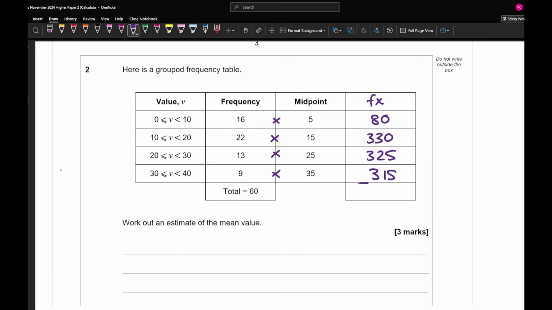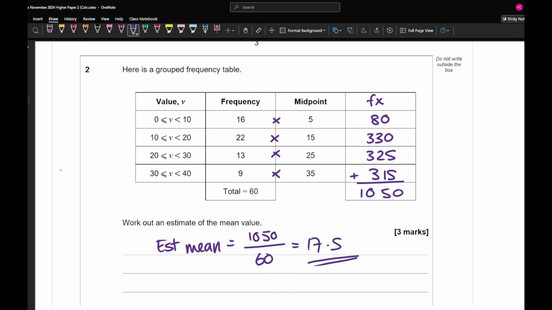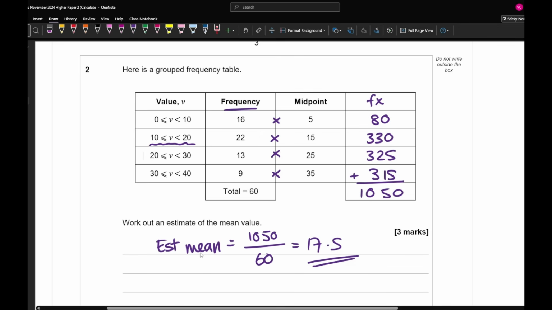Now adding all of those up gives us a total of 1050, and then to work out the estimated mean, I need to do the total of the fx, which is 1050, divided by the total frequency, which is 60, giving me an answer of 17.5, which seems reasonable as the highest frequency group is the 10 to 20, so I'm expecting my mean to fall in that category, which my answer does.